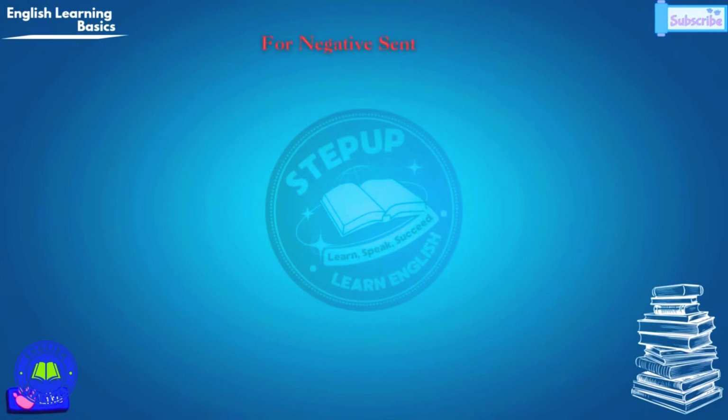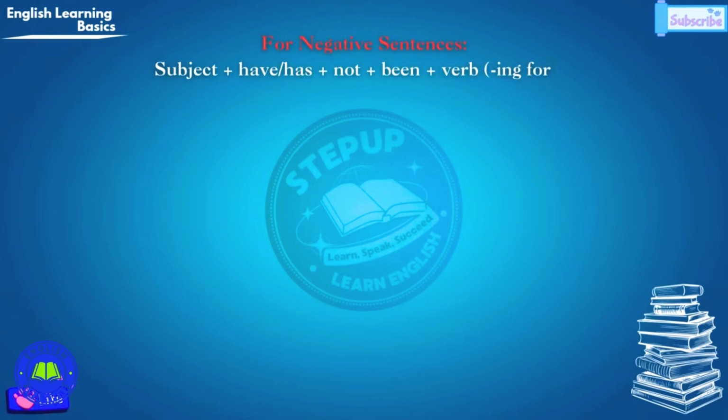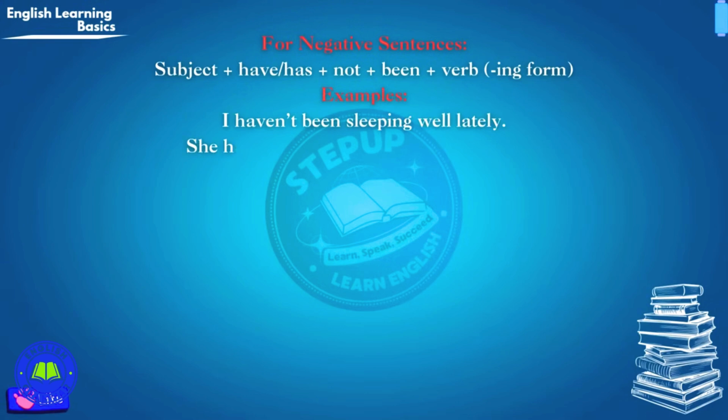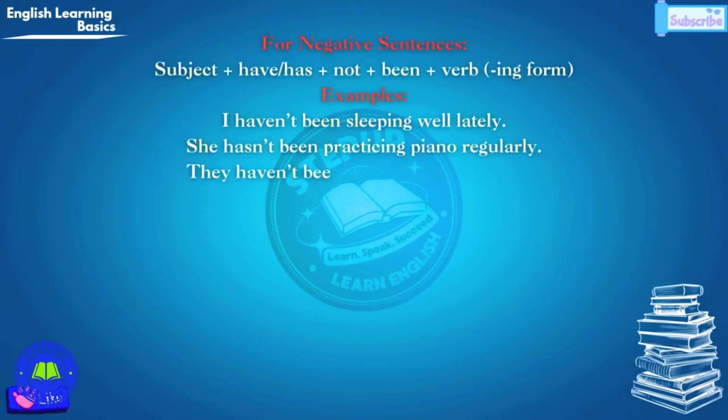For negative sentences: subject plus have, has plus not plus been plus verb, ing form. Examples. I haven't been sleeping well lately. She hasn't been practicing piano regularly. They haven't been working on the project. He hasn't been feeling well this week.